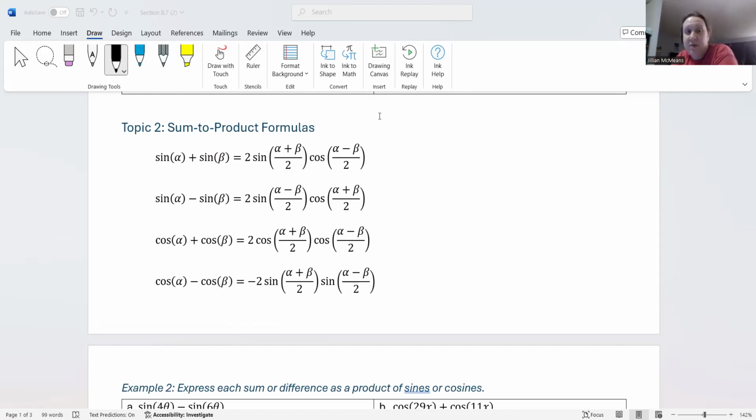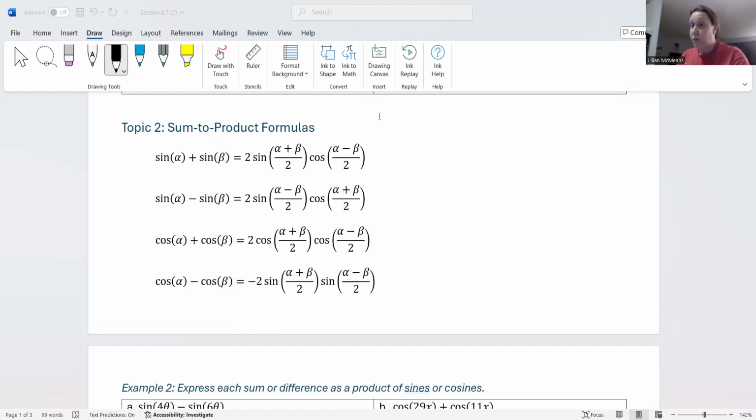Now if you have sine of alpha minus sine of beta, that is equal to 2 times sine of (alpha minus beta) over 2 times cosine of (alpha plus beta) over 2. And then if we switch over to cosine, if you have cosine of alpha plus cosine of beta, that equals 2 times cosine of (alpha plus beta) over 2 times cosine of (alpha minus beta) over 2. And then if you subtract your cosines, cosine alpha minus cosine beta, that equals negative 2 times sine of (alpha plus beta) over 2 times sine of (alpha minus beta) over 2.